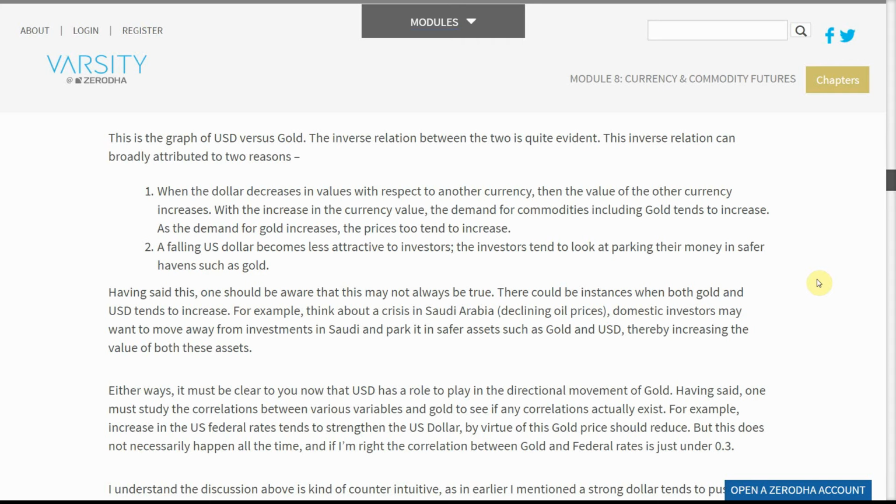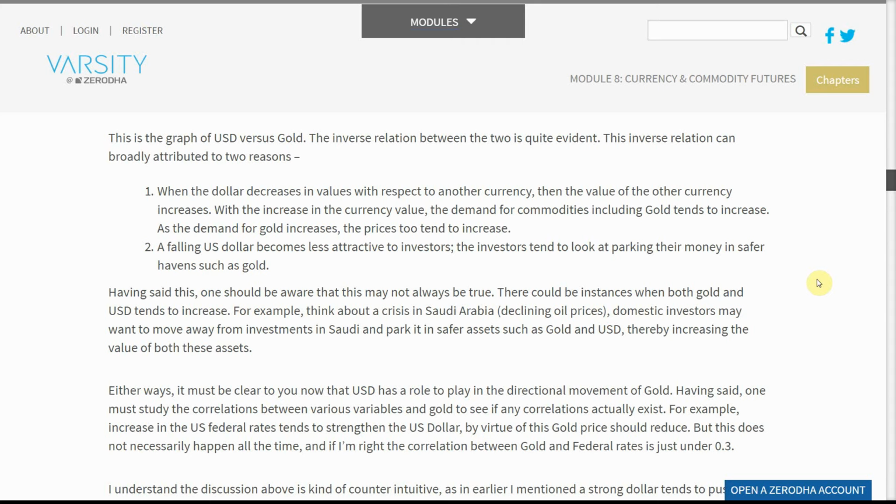A falling US dollar becomes less attractive to investors. The investors tend to look at parking their money in safer havens such as gold. Having said this, one should be aware that this may not always be true. There could be instances when both gold and USD tend to increase. For example, think about a crisis in Saudi Arabia, declining oil prices. Domestic investors may want to move away from investments in Saudi and park it in safer assets such as gold and USD, thereby increasing the value of both these assets.